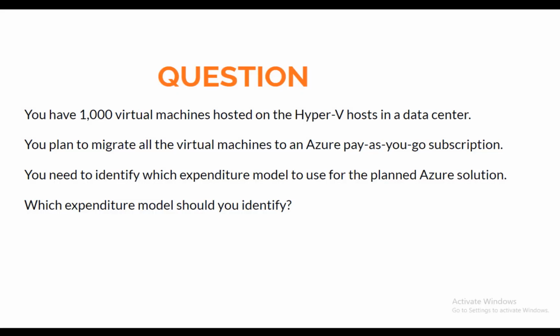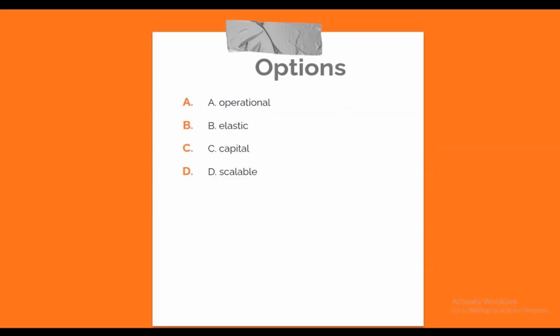Next question. You have 1,000 virtual machines hosted on the Hyper-V hosts in a data center. You plan to migrate all the virtual machines to an Azure pay-as-you-go subscription. You need to identify which expenditure model to use for the planned Azure solution. Which expenditure model should you identify? And here are the options.